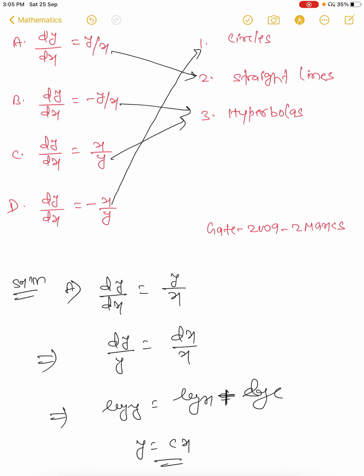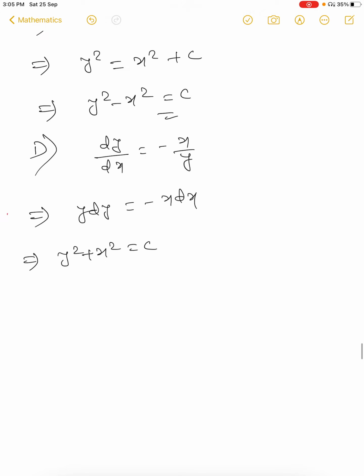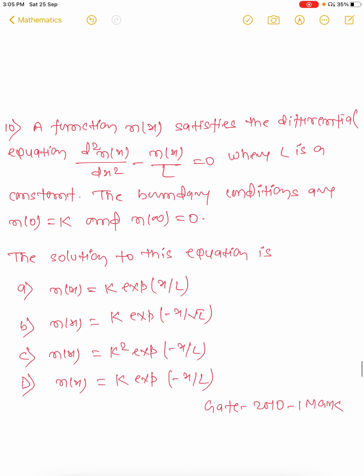Okay. So in this way you can check it. This one was asked in 2 marks, 2009. A function n(x) satisfies the differential equation d²n(x)/dx² minus n(x)/L² equal to 0, where L is a constant.